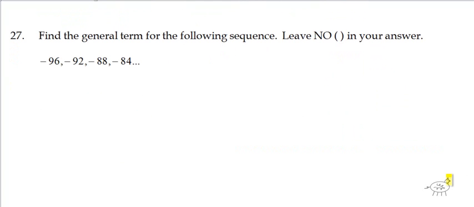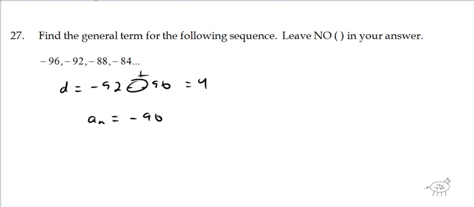It says find the general term, no solution required, for the following sequence. Leave no parentheses in your answer. Okay, that's really important. You got to simplify it. Well, first of all, if you look at this problem, it is definitely arithmetic because you can say d is equal to negative 92 minus a negative 96, right? It's like saying plus, and so you can even see we're adding 4 here. So it's going to be a sub n equals a sub 1, negative 96 plus 4 times n minus 1.